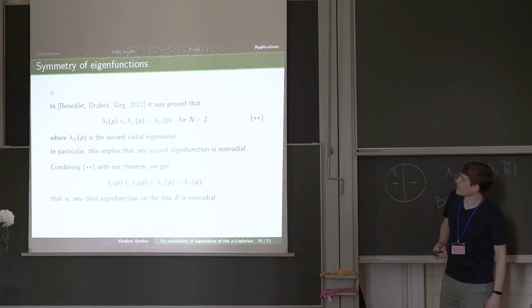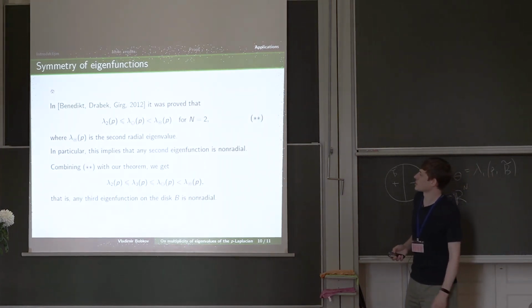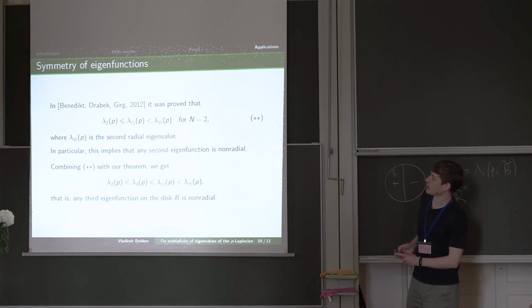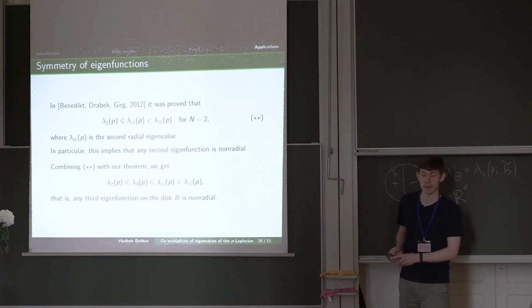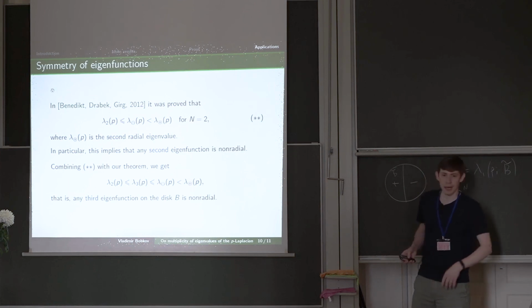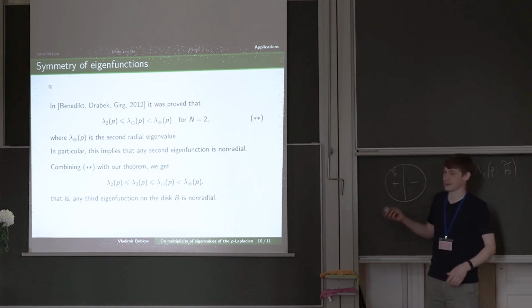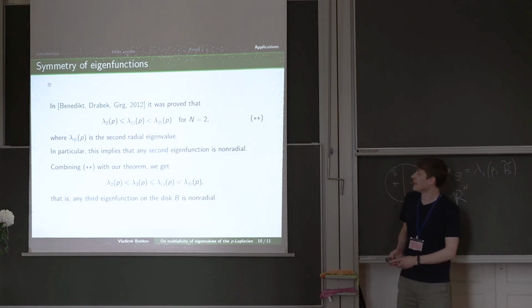And maybe as a very last fact, just some additional information which is quite nice. In the paper by Benedikt, Drabek, and Girg, it was proved that lambda 2 is bounded from above by lambda O minus, which is fine, but what is important, it was proved that lambda O minus is strictly smaller than lambda, which is the second radial eigenvalue, let me call it like that, in the case n equals 2. In fact, many years ago, Alexander Ilyich advertised that paper to me, and perhaps it was the moment when I started to be interested in that subject. So thank you for that.